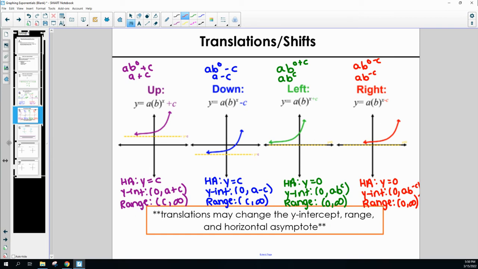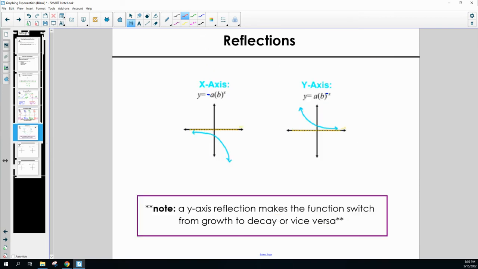So the last transformation that we're going to look at is a reflection. And just as before, there are two reflections. There's a reflection over the x-axis and a reflection over the y-axis. If we have a reflection over the x-axis, that means that there is a negative in front of the function. So in this example, the original function would look like this red graph. Right? That is an exponential growth. If I reflect it over the x-axis, it will look like this blue graph. Okay, so it's pretty straightforward. It's just reflected over. Now the reflection over the y-axis is a little bit tricky.